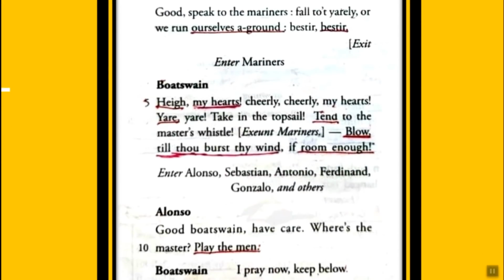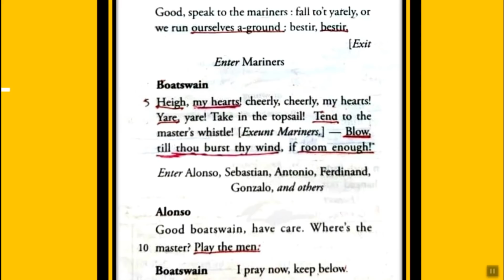Enter mariners. Bosun: Hey, my hearts. Hey is more of an encouragement to these people, something like, come on men, let's do it. My hearts means brave sailors. So he says, come on my brave sailors, cheerly, work happily. My hearts. So he says, you're close to my heart, let's work fast and try to save the ship. Yare means faster.